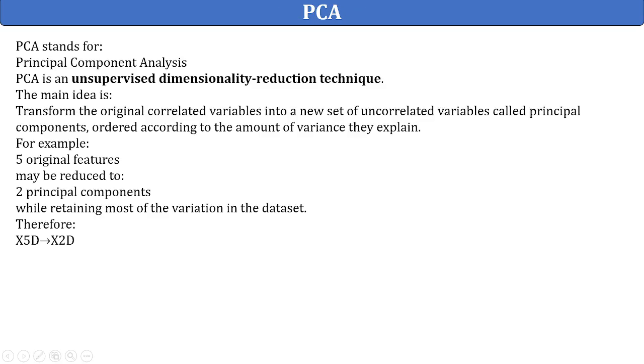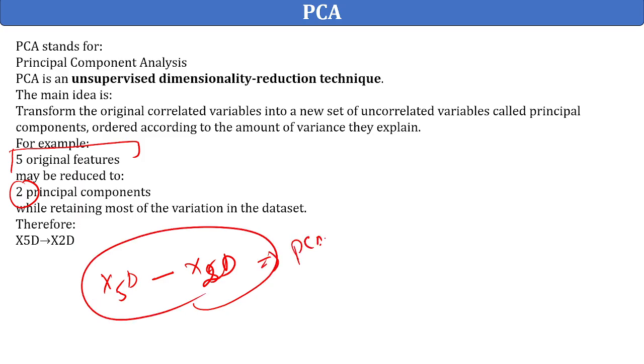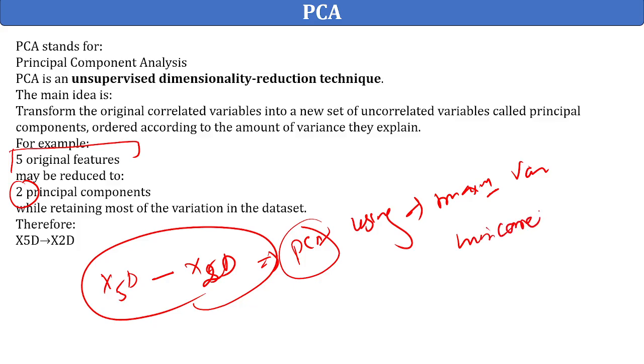Now we'll see some examples. We have 5 original features and we'll try to reduce them to 2-dimensional features, so from 5 dimensions to 2 dimensions. That is the purpose of PCA, using maximum variance and minimum correlation, meaning that each other vector should be orthogonal.